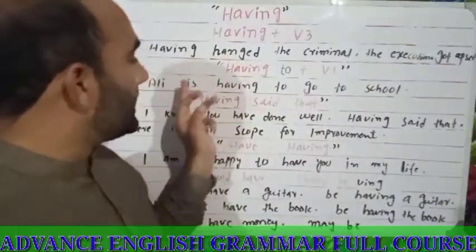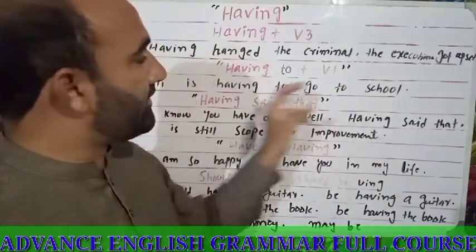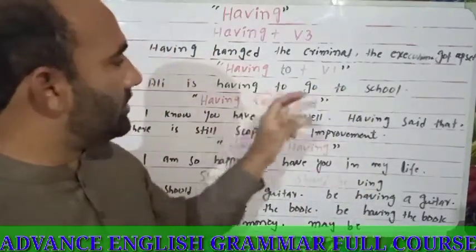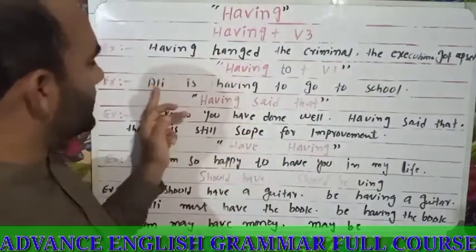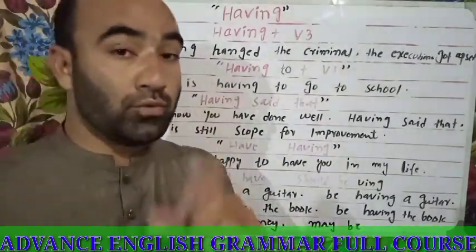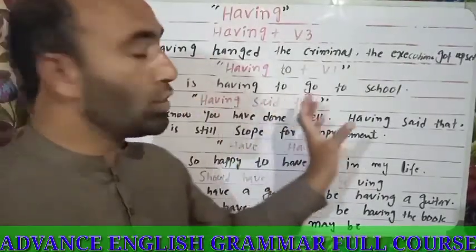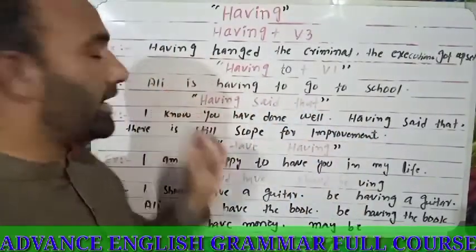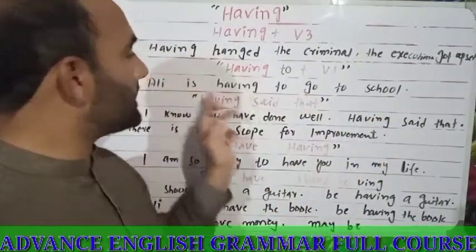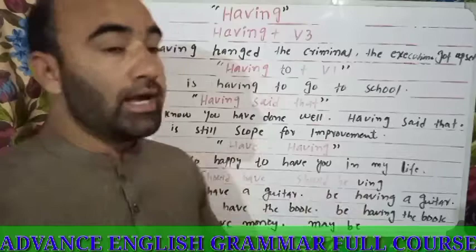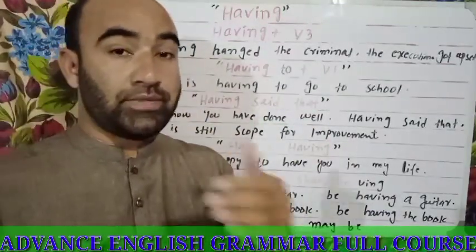In this sentence, Ali is having to go to school. We use with all these things the base form of the verb, and we use Ali plus be verbs. Ali is having to go to school. I can also say we are having to go to school. She is having to go to school. I am having to go to school. These are called the be verbs.